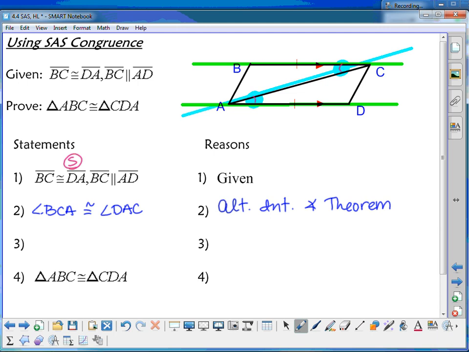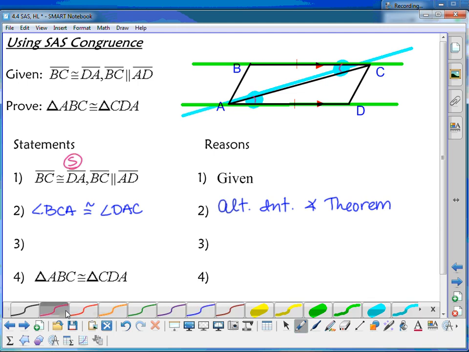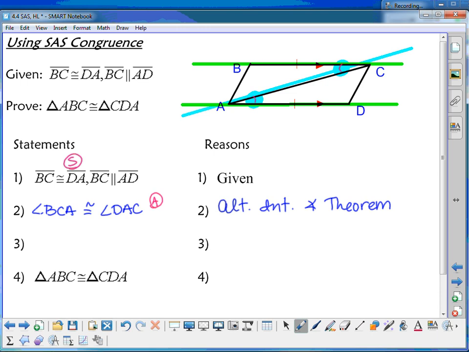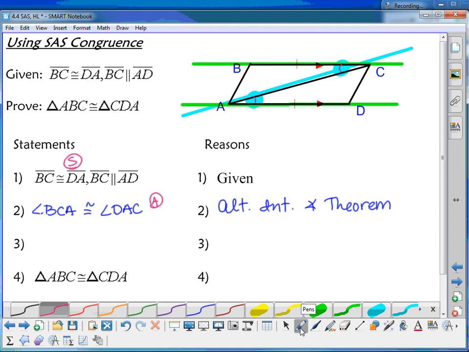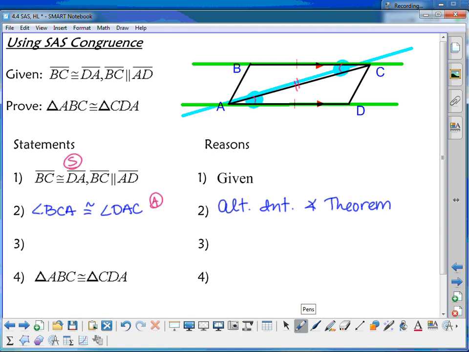So now I've got a side and I have an angle. I need another side. And the angle has to be between the two sides. And if I look here at my picture, I can see that they're both sharing side AC. And so I know that AC is going to be congruent to itself. I'm going to write it AC is congruent to CA because A corresponds to C and C corresponds to A in the congruent triangles. And so how do I know something's congruent to itself?